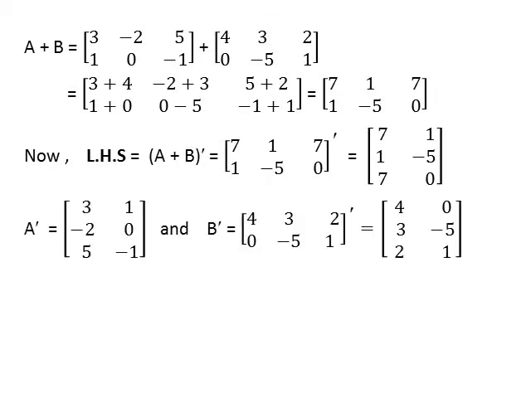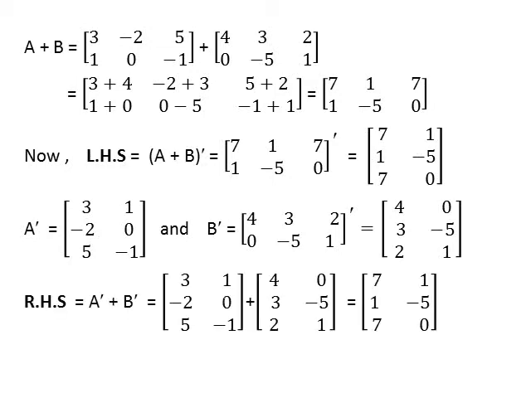shown. For right hand side, first we find transpose of matrix A and transpose of matrix B. Transpose of A we have already found for first part of question. So here we find transpose of matrix B as shown. Then add the transpose of matrix A and transpose of matrix B, we get a new matrix of order 3 by 2 as shown. As you can see, this new matrix is also equal to transpose of A plus B. So, left hand side is equal to right hand side.